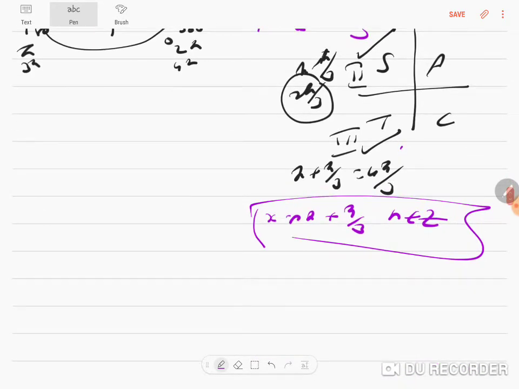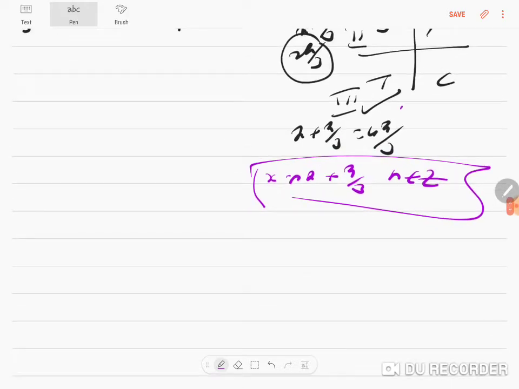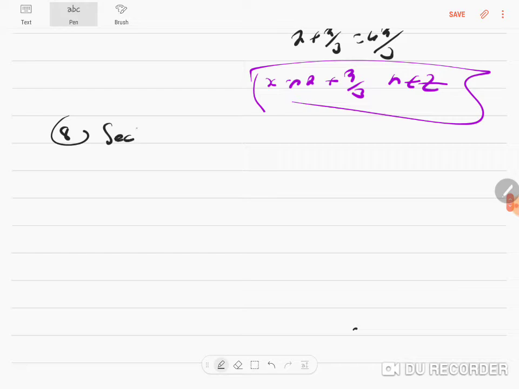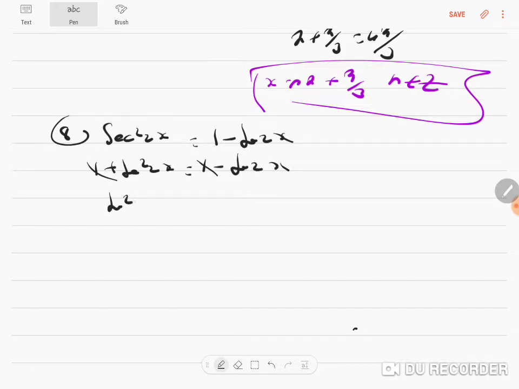Okay. Next, so I finished one sum, the eighth sum. The eighth sum is secant square 2x is equal to 1 minus tan 2x, which is 1 plus tan square 2x is equal to 1 minus tan 2x. 1 and 1 get cancelled, consolidating. Tan square 2x plus tan 2x is equal to 0. Thus tan 2x into (tan 2x plus 1) is equal to 0.